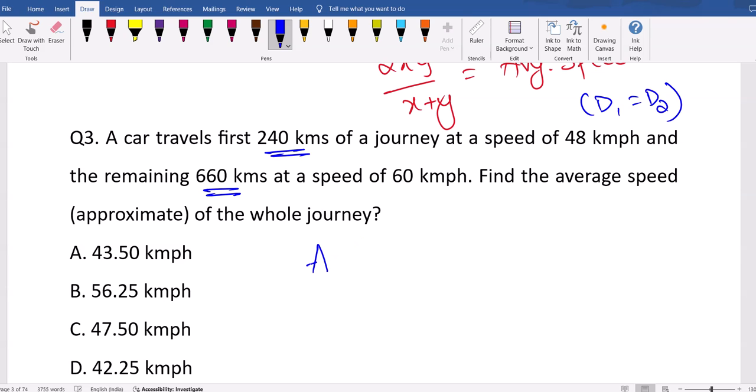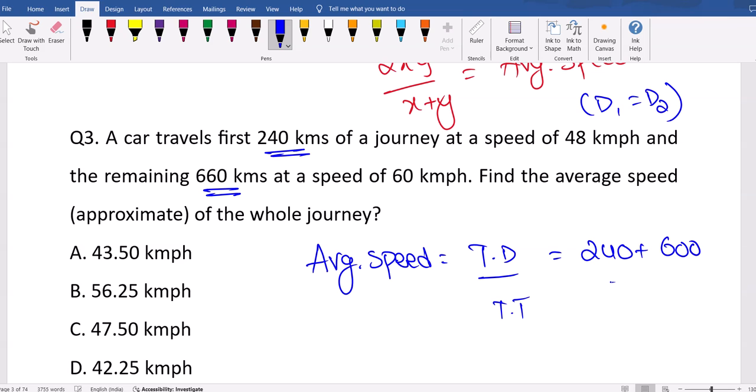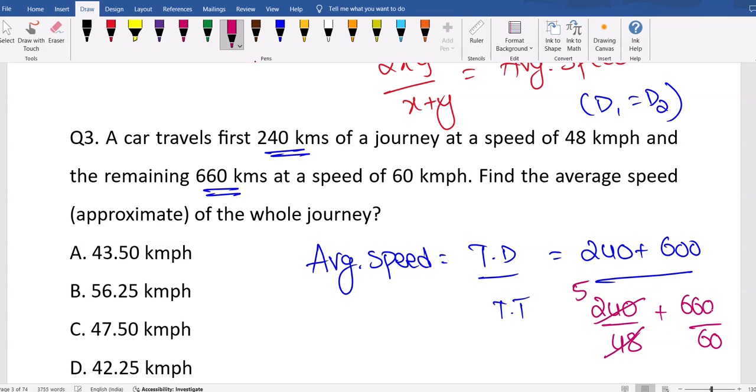We know speed is distance by time. Average speed is total distance divided by total time. Total distance is 240 and then 660. Timing not given, but distance and speed are there. First one, distance is 240, speed 48. Second one, distance 660, speed is 60. This is 5 times, this is 11 times. Numerator 840, so this is 660, right? Numerator is 900, denominator 16.